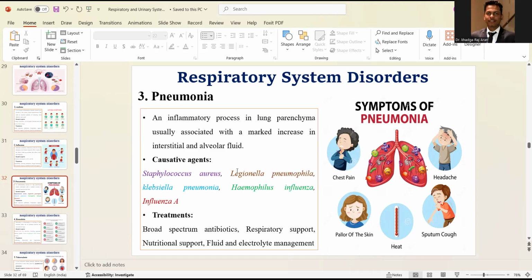There are some symptoms of pneumonia like chest pain, formation of edema in the lungs, sputum, cough, headache, and a rise in body temperature. So how can we treat this pneumonia? We can use some broad spectrum antibiotics, some respiratory support therapy, and we can also give some fluid and electrolytes to manage pneumonia in the patient.